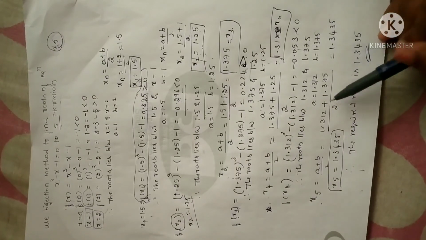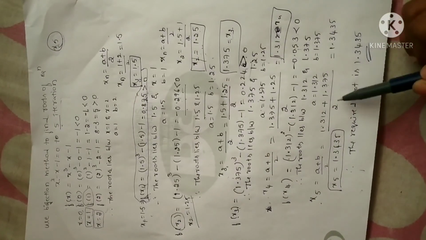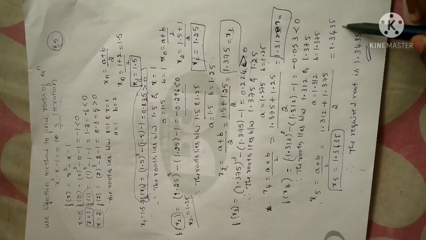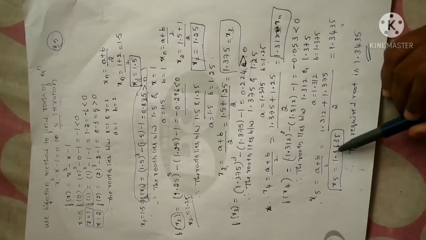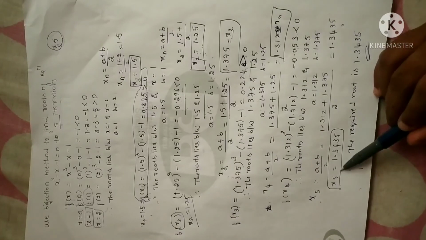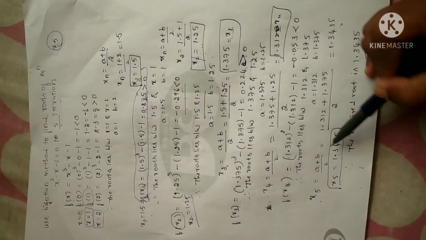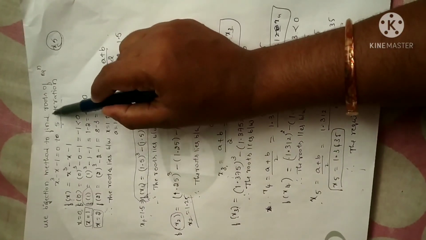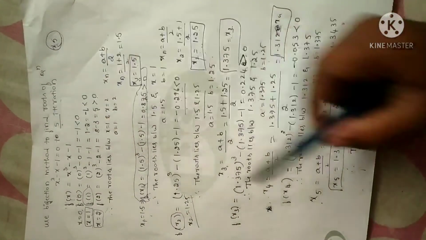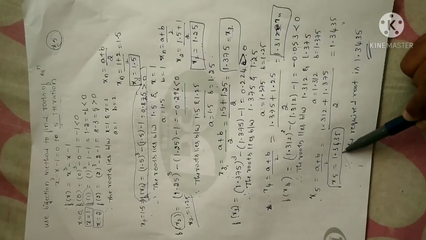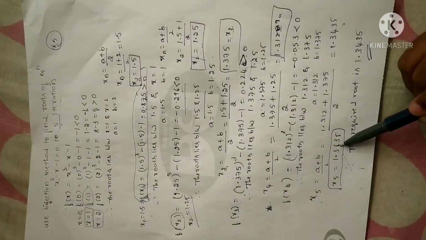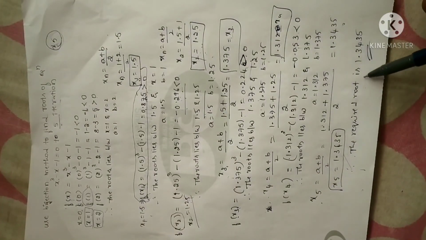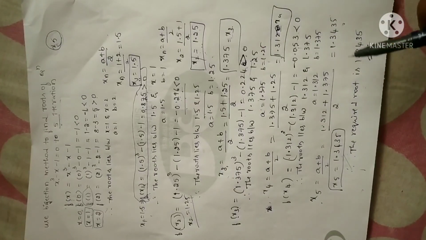Now I am applying the same formula for these values. So I have obtained the x5 value as 1.3435. I am not going to substitute the x5 value in f of x. Why? Because in the problem it is clearly mentioned that we have to apply only up to 5 iterations. So I am stopping at finding x5. So I can clearly write that this is the required root of the given equation. Hope it is clear.